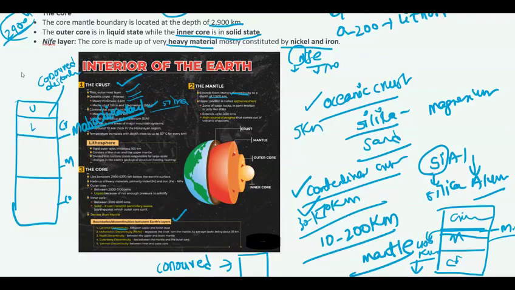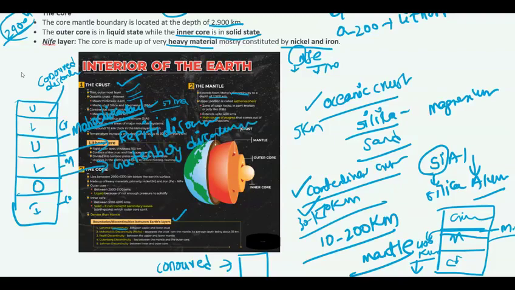Next, the Repetti discontinuity. It is between the upper and lower mantle. Let us take this as upper and this as lower. This discontinuity is called the Repetti discontinuity. Next, the Gutenberg discontinuity. It lies between the mantle and outer core. Here are the outer core and inner core. This one is called the Gutenberg discontinuity. The Lehmann discontinuity is between the outer and inner core.